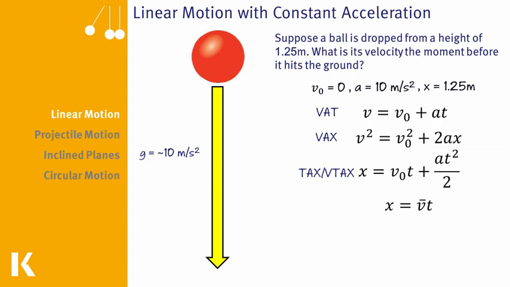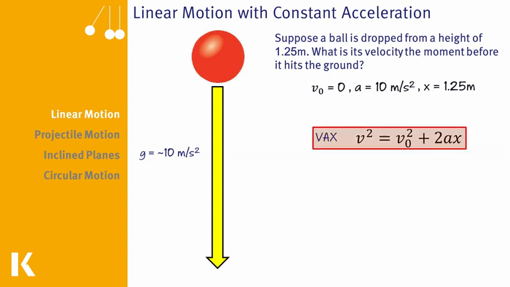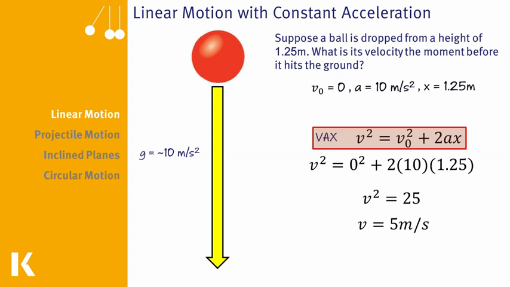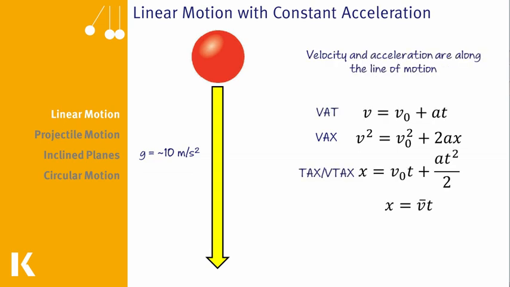Based on the variables we've been given and the one we need to find, one of these equations is more appropriate than the others to use for this problem. VAX includes the 4 variables we have or need to find, so let's use it. Let's sub our numbers into the equation. That initial velocity disappears, and we can calculate that 2ax term pretty quickly. Lastly, we take the square root of both sides and come up with 5 meters per second as our final velocity. As in the case of free fall, all linear motion is one-dimensional.